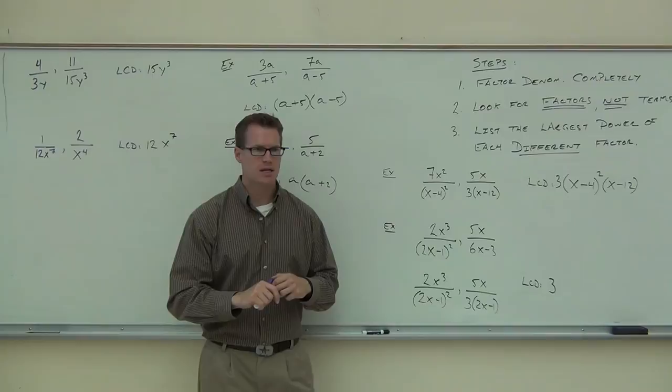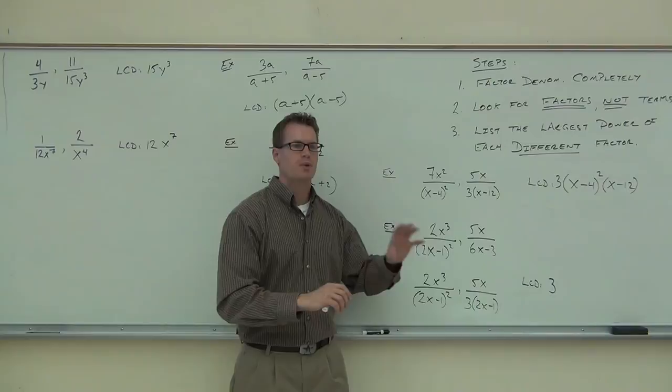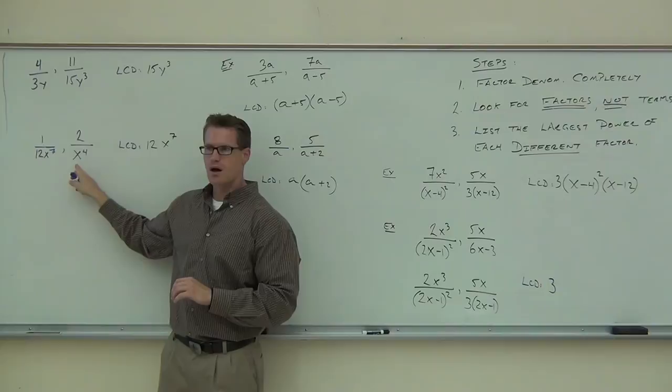I see 2x minus 1 here, and I see 2x minus 1 here, right? Would you agree those are the same factor? You don't have to write them both. Just like we did before with our variables. Did I write both the y and the y cubed? No. Did I write both the x and x to the 4? No. I wrote just the largest power of each different factor. Are you all right with that? We have the 3, great.